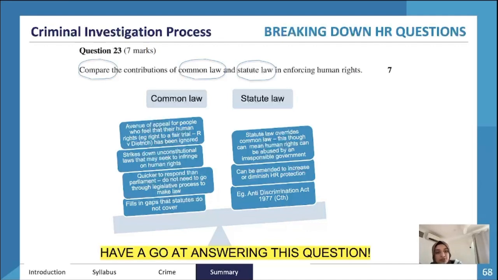Compare the contributions of common law and statute law in enforcing human rights. So common law versus statute law, you want to be able to identify both sides and then be able to distinguish and compare the two, right? So common law, what sorts of things do we look at? Statute law, what sorts of things do we look at? I've got some pointers there, but I will just let you guys have a go at answering this question in your own time using those notes, and then continue that process, making sure that you are referring to the correct HSC verbs as well.